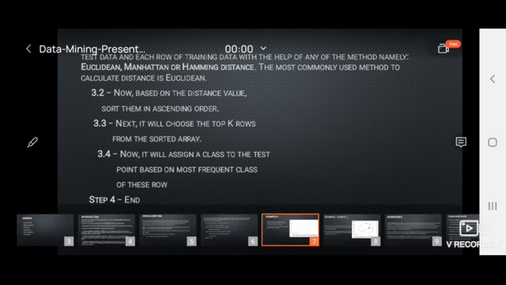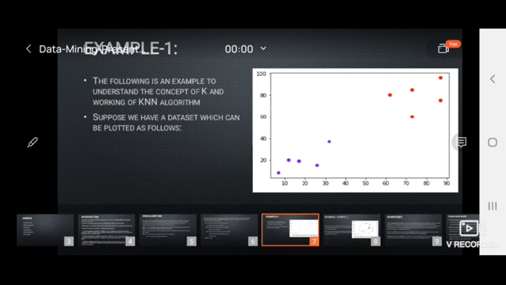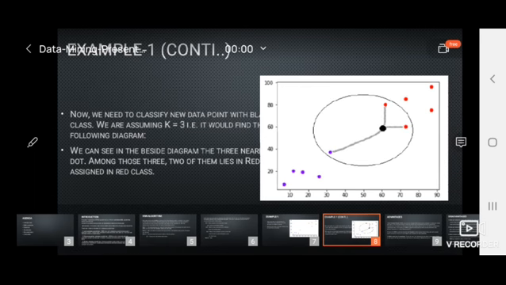So here is an example of the concept of k and the working of the KNN algorithm. Suppose we have a data set, which can be plotted as follows. Now we need to classify the new data point with the black point class. We are assuming k equals 3. It would find the following diagram.